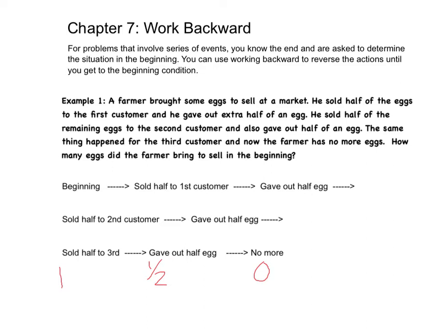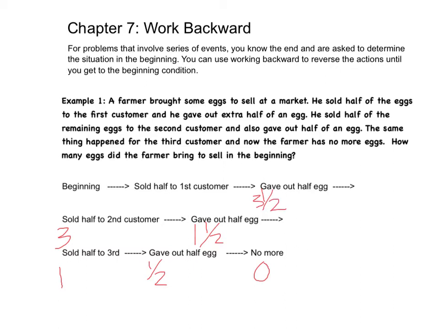So before he gave out half of an egg to the second customer, he must have had 1.5 eggs at that point, right? And that was after he sold half to the second customer. So before he sold half to the second customer, let's multiply the 1.5 by 2, and then he must have had 3 eggs at that point. And the 3 was after he gave out half an egg to the first customer. So before that, he must have had 3.5.